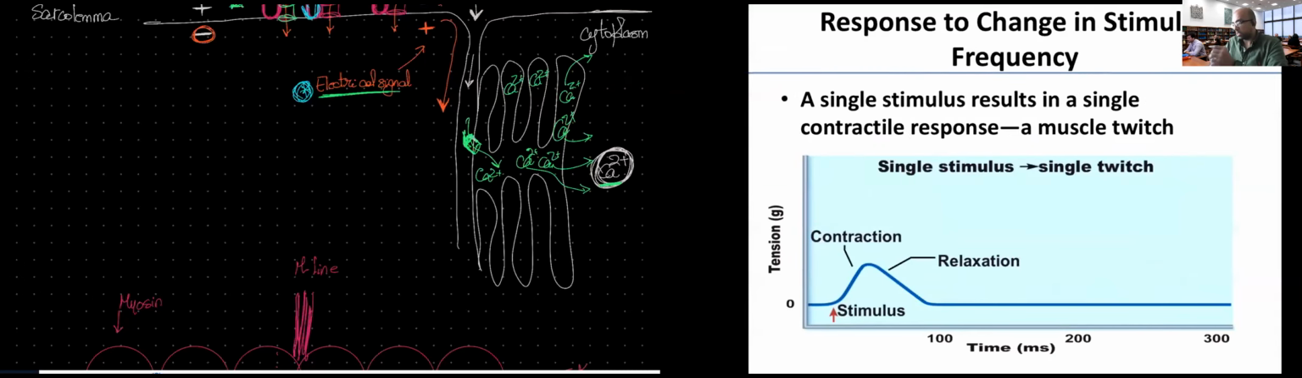All right, so let's look on here. I've got one stimulus, a threshold stimulus. What I mean by a threshold stimulus is the minimal stimulus that allows a minimal, noticeable muscle contraction. So I've got a single stimulus. I have a latent phase, contraction phase, and relaxation phase. That's it.